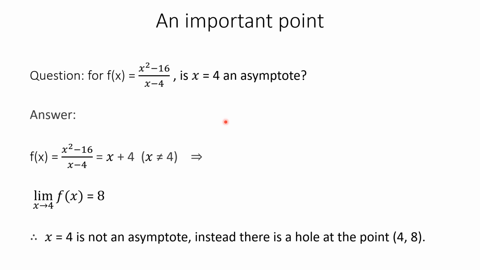So realize now that as we get closer to 4, we aren't getting close to infinity, but we're getting closer to 8, which doesn't make sense for a vertical asymptote, because for vertical asymptotes, you need to get closer to infinity as x gets closer to a certain number. So x equals 4 cannot be a vertical asymptote. X equals 4 is not an asymptote, but instead there's a hole at the point 4, 8.